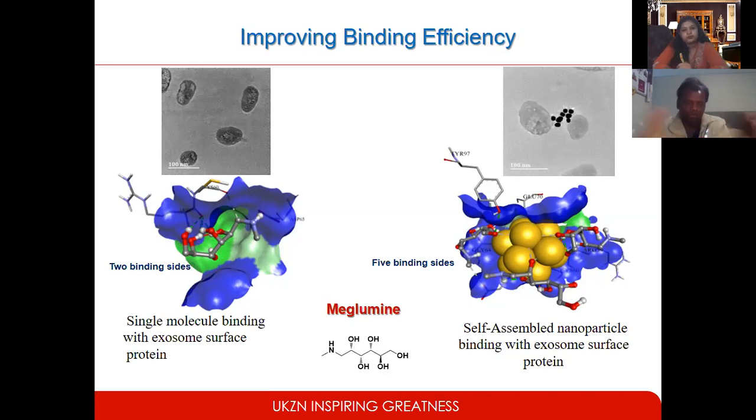Theoretically we studied that there are two binding sites, but when attached to the gold nanoparticle, it creates five binding sites. So we improve the binding sites because we need to bind strongly with our protein. These are the experiments we did.